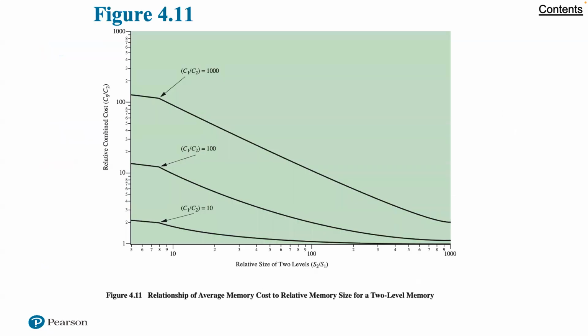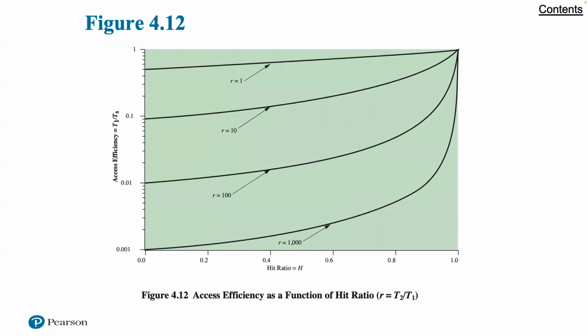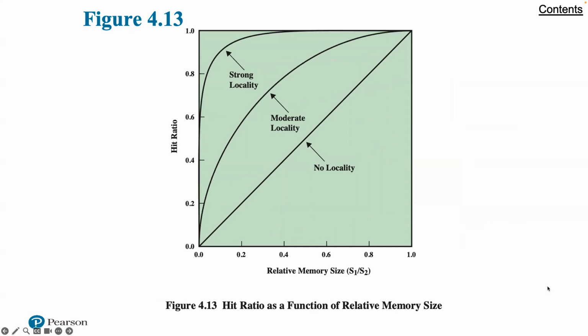Here we have a figure showing the relationship of average memory cost to relative memory size for a two-level memory. So you can feel free to pause and look at that as long as you would like. Here we have another figure that shows the access efficiency as a function of the hit ratio. So another useful figure to ponder. And finally, here we have a figure that shows the hit ratio as a function of relative memory size. And so this figure suggests the effect that locality has on the hit ratio.